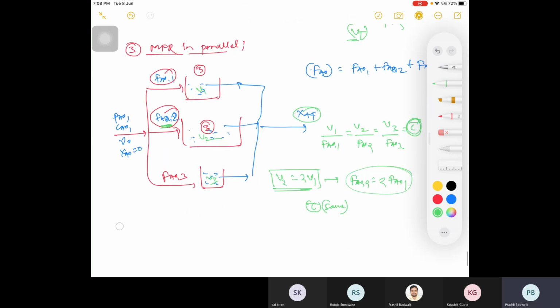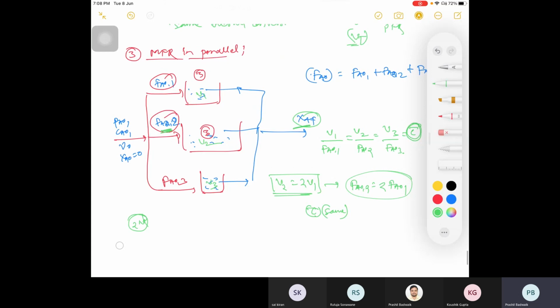Or, I'll tell you in another way. Suppose this is your conversion XAF. So what is your conversion here? That is your XAF, because that is coming from the same stream. The conversion will be the same, that's why I'm getting overall XAF here. Now tell me, for any reactor, if I want the same conversion at its exit, what do I need to keep the same? What I need to keep constant?